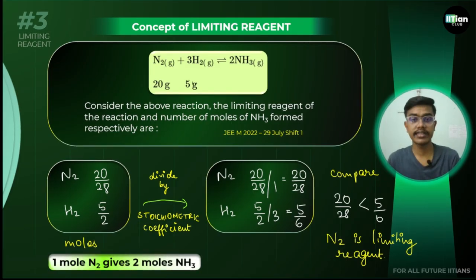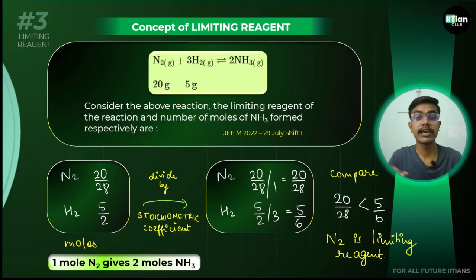The concept of limiting reagent over here is you have excess hydrogen, but there is a limit in nitrogen. So entire hydrogen is not going to convert into NH3. So what we'll be comparing is N2 and NH3. Based on the given relation, that is 1 mole of N2 is giving 2 moles of NH3, we are now supposed to find the number of moles of NH3.